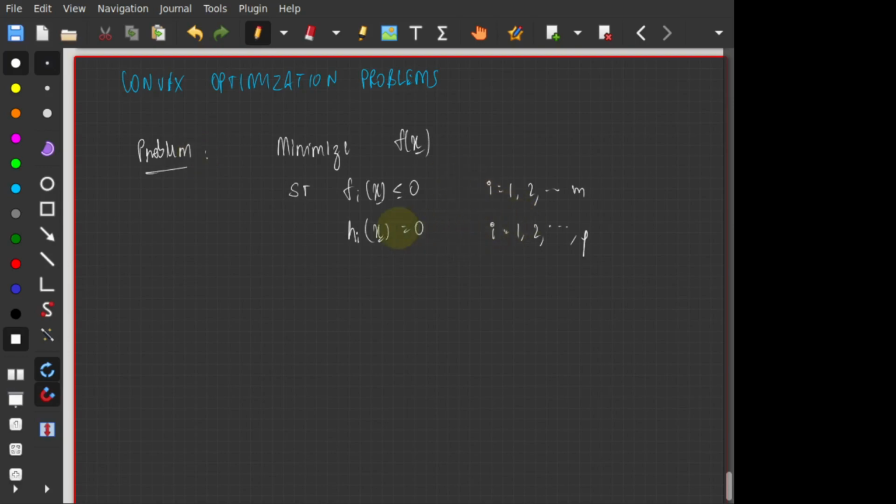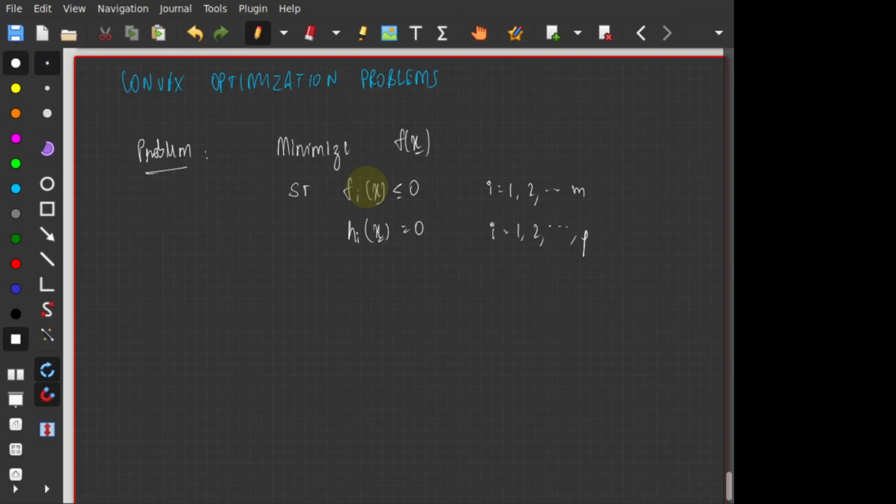Now, I have two types of constraints in this case. I have inequality constraints, fi of x less than or equal to 0 for i equal to 1, 2, 3 up to m. But I also have explicitly hi of x equal to 0 for i equal to 1, 2, 3 up to p. Now I can write an equality constraint as two inequality constraints. So hi of x is less than or equal to 0 and minus hi of x is also less than or equal to 0. But at least in this form, I'm going to write these two out separately. It's just a convention that we will follow. But in principle, you could write everything using just inequality constraints.